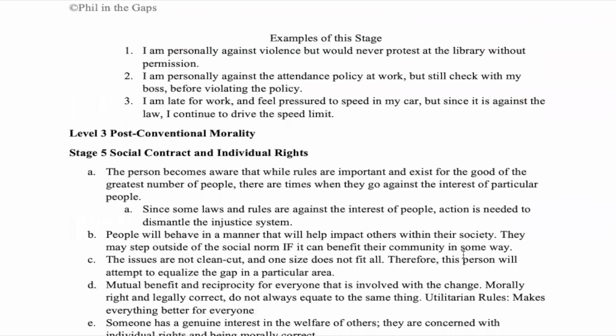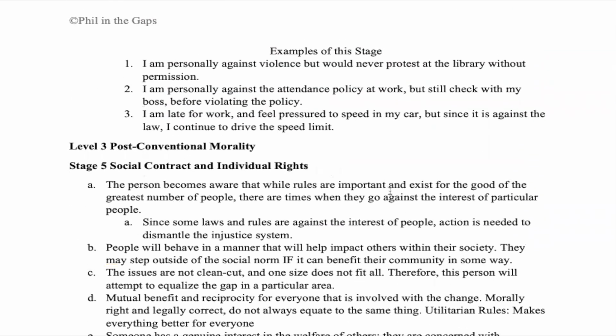And a couple of examples to articulate this a little bit further. I'm personally against violence, but would never protest at the library without permission. So that's where I'm personally against it, but I'm not going to do it because I could be arrested. Another example, I'm personally against the attendance policy at work, but still check with my boss before violating the policy.